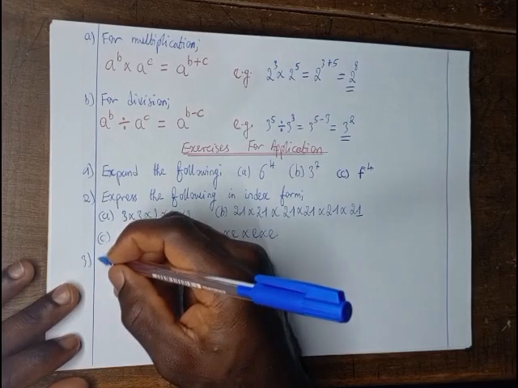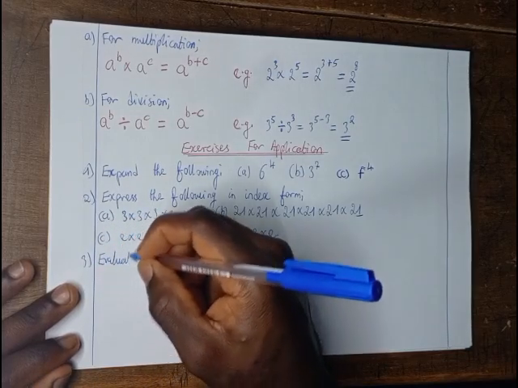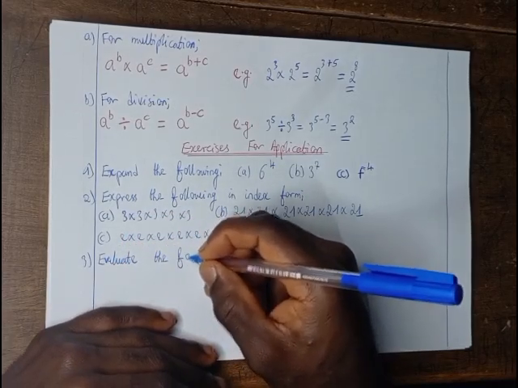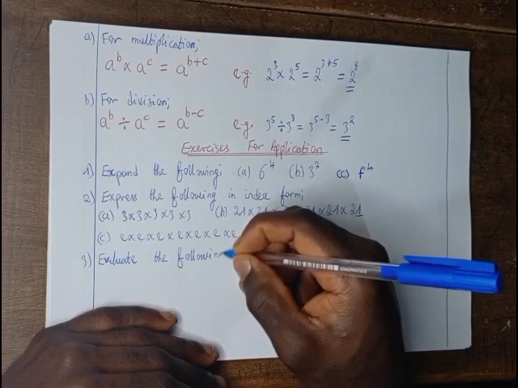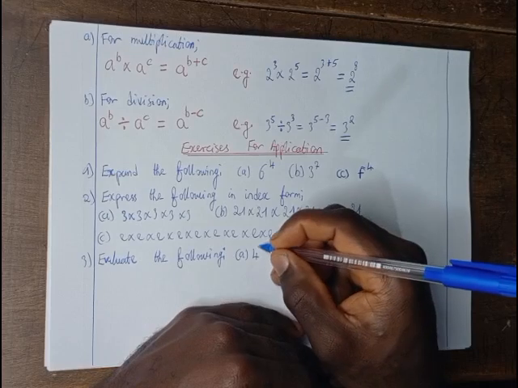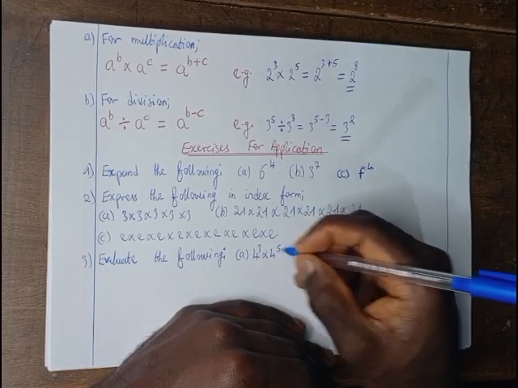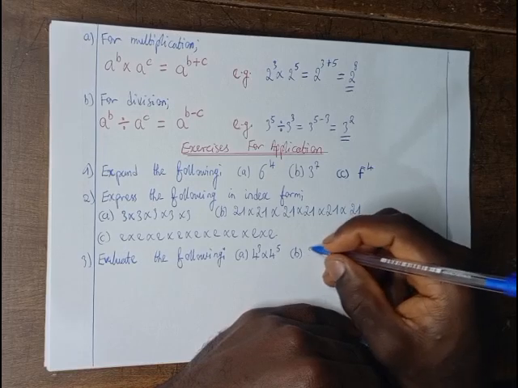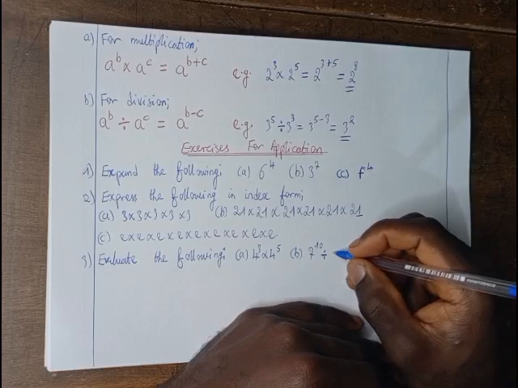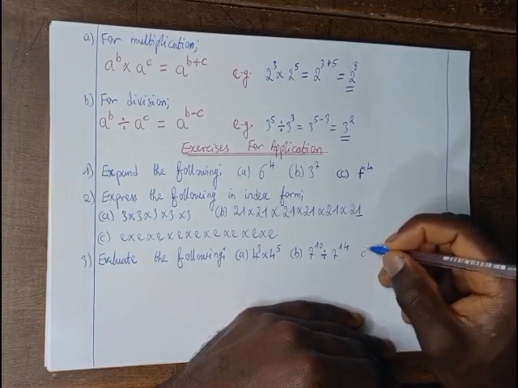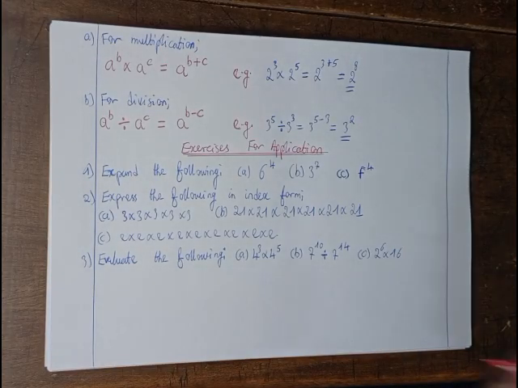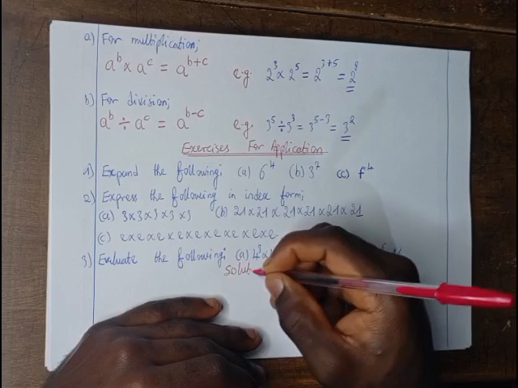Going on to question 3, it says evaluate the following. A, we have 4 raised to the power 3 times 4 raised to the power 5. B, we have 7 raised to the power 10 divided by 7 raised to the power 14. And C, we have 2 raised to the power 6 times 16. Let's answer the exercise for application. We take solution.